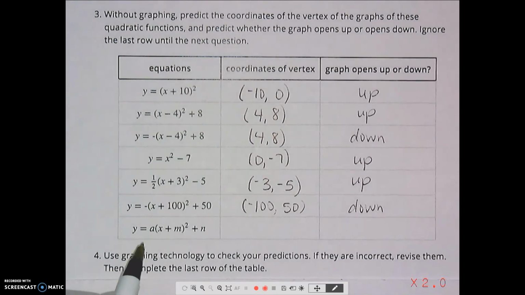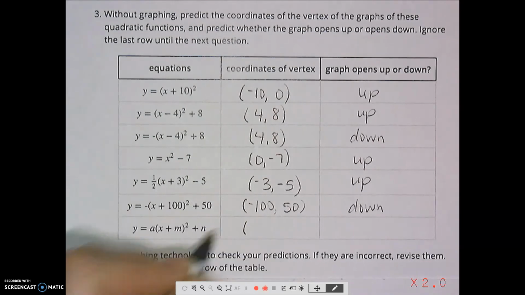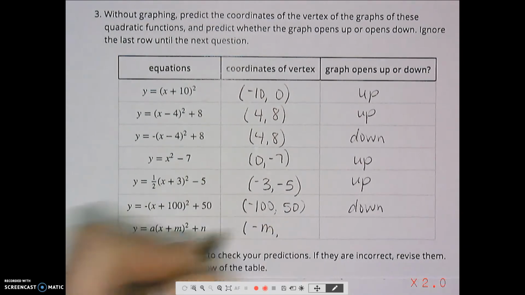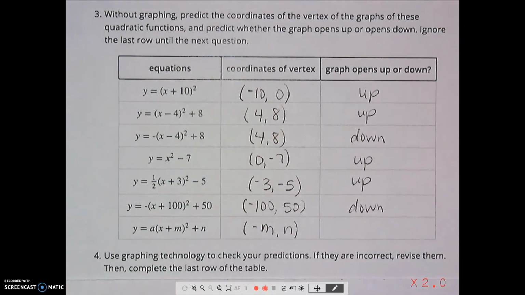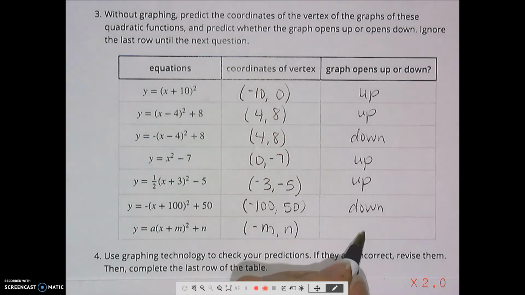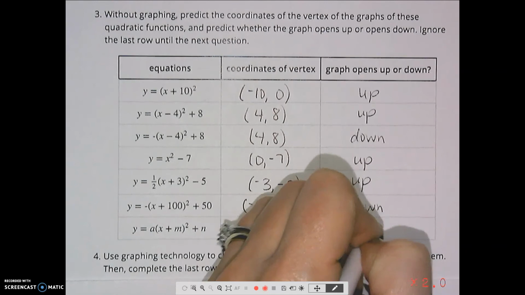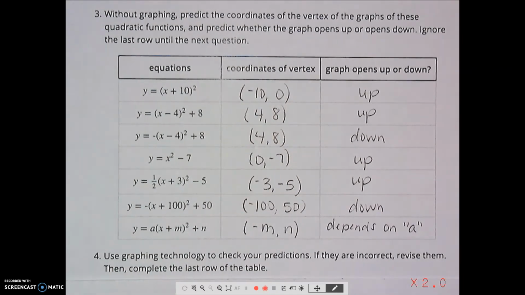So if we have y equals a times the quantity x plus m squared plus n, that means that the x coordinate is going to be whatever's in here and the opposite of it, and the y coordinate is going to be just that n. In terms of which way it opens, this is going to depend. So it depends on a. Whatever this a value is, it's going to tell us if it faces up or down. Okay?